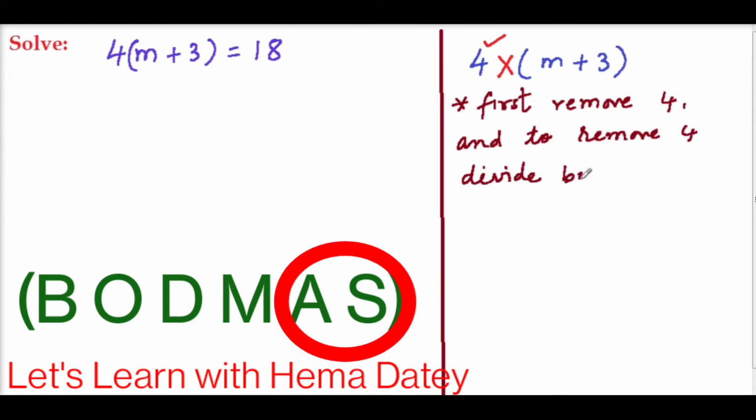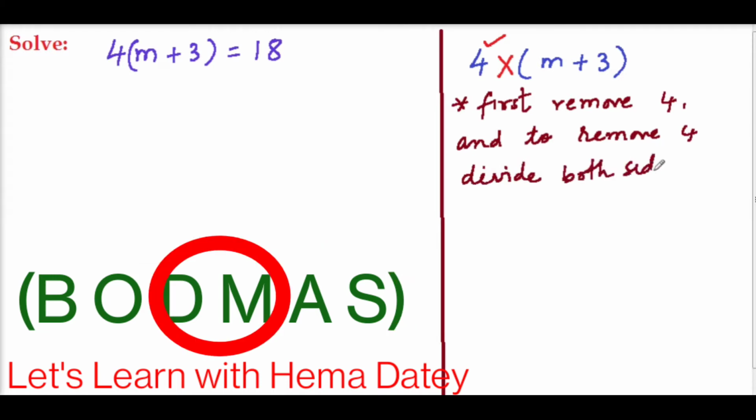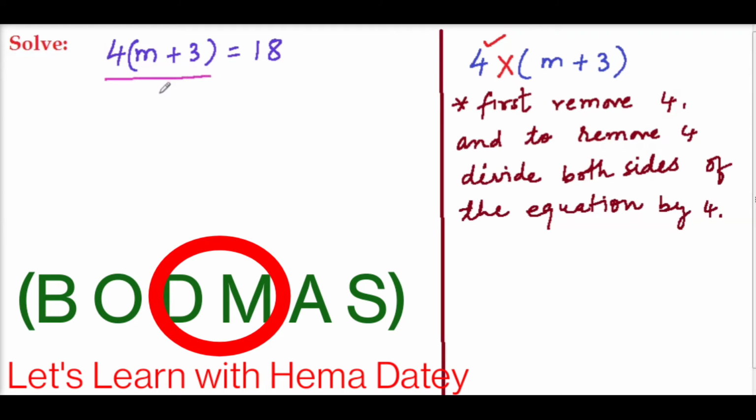First of all, we remove addition and subtraction signs, but here we don't have addition and subtraction. So now in reverse order, the next is division and multiplication. And only after that can we remove brackets. So to remove the multiplication operation, we have to divide by 4 on both sides of the equation. By doing this, 4 and 4 will be cancelled on the left hand side, and we will be left with m plus 3.